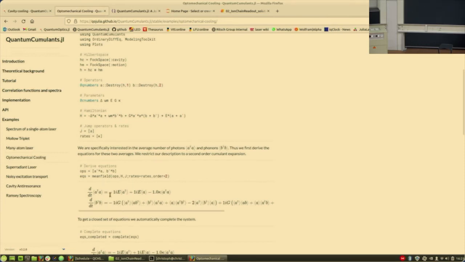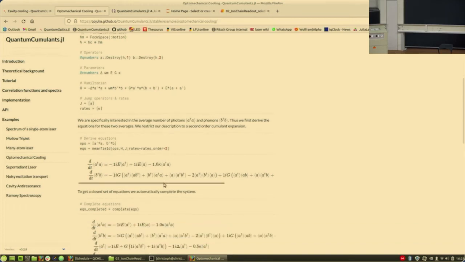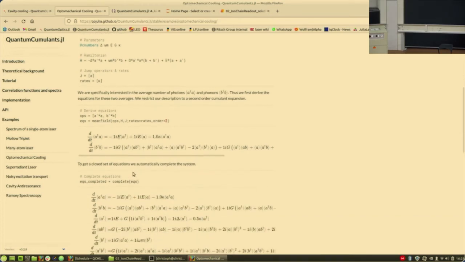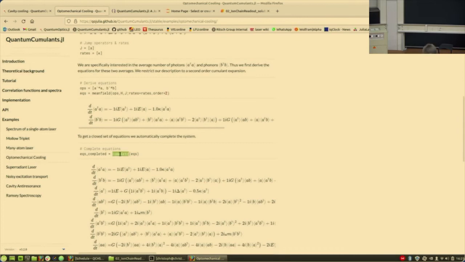And as you can see here, just the explanation: for example, to close the set of equations here in second order, what I chose here is the second order cumulant expansion. You would also need the equations, for example, for A, for the expectation value of A, just to get a closed set of equations. And this is also automatically implemented in QuantumCumulants. You just need to complete your system, and then you get a closed set of equations.